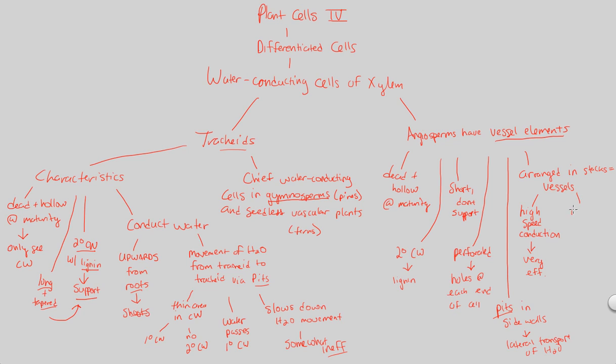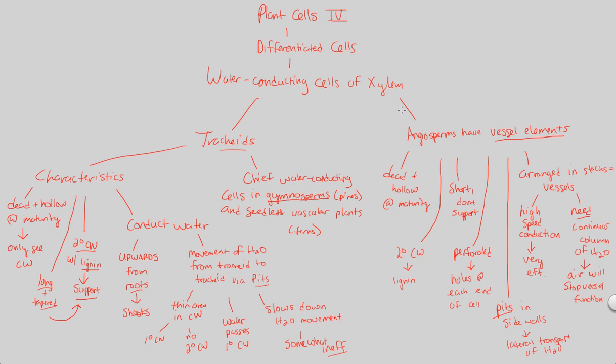But the only stipulation is that for this to work you absolutely need a continuous column of H2O. If you don't have this continuous column of H2O, this is not going to work well. What's going to happen is if the water isn't continuous, air may enter the system, it may enter the vessel elements, and if air enters, it will stop vessel function. Air will stop vessel function. So what you need is always water within these vessels, and you'll have nice water conduction.